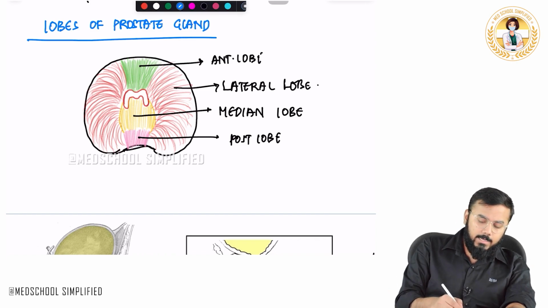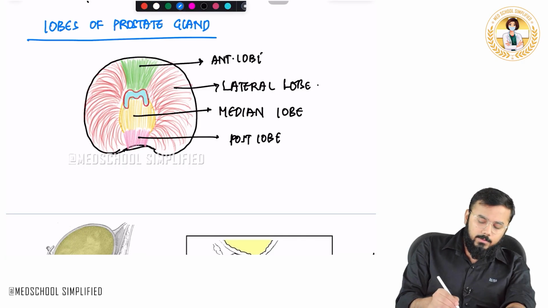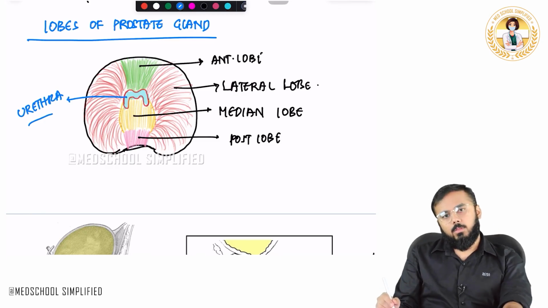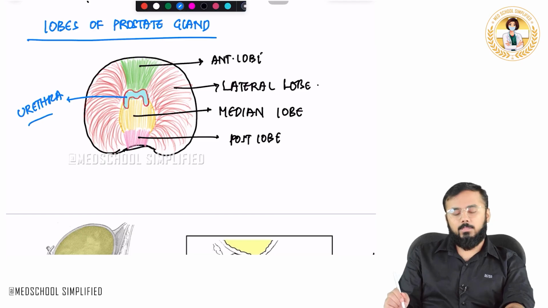Apart from that, this center part which I'm highlighting right now, this center portion you can see over here, is called what? This is called your urethra. So the center part is the urethra, and completely surrounding this is the prostate gland. This is one of the very important things.